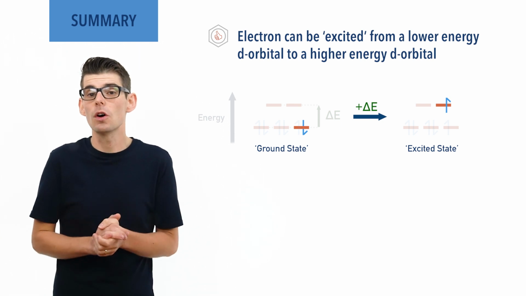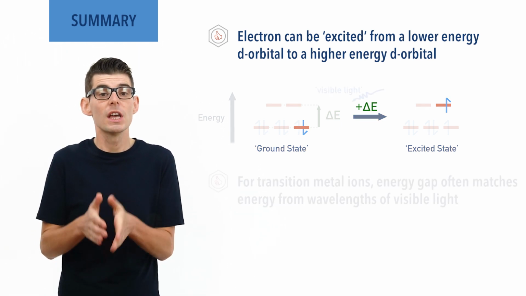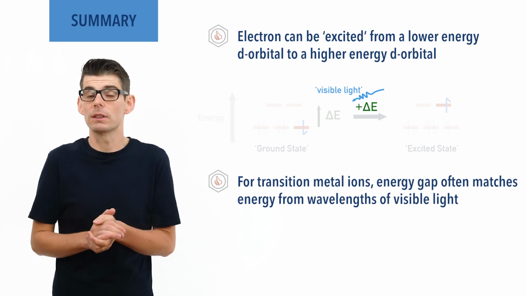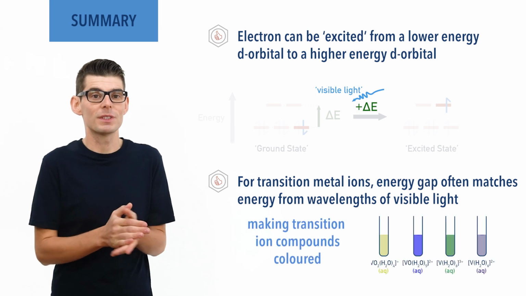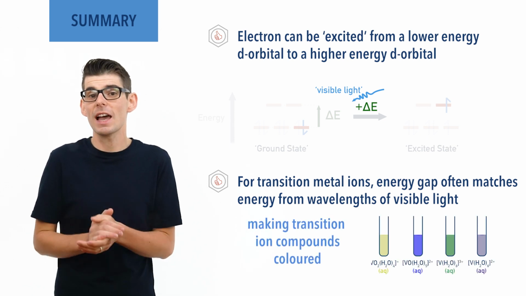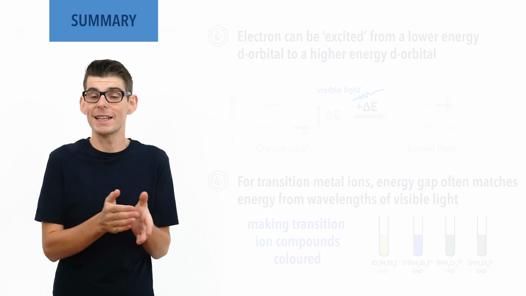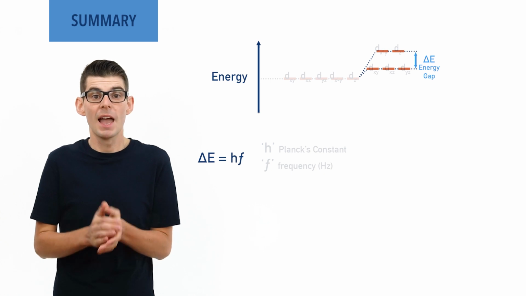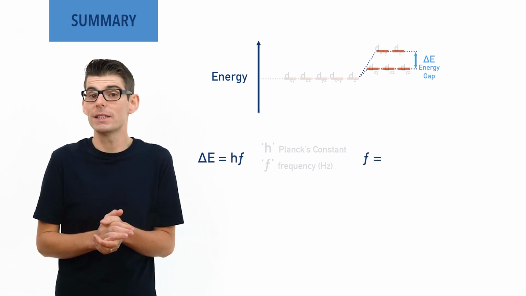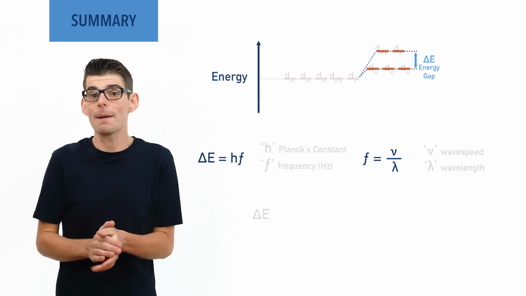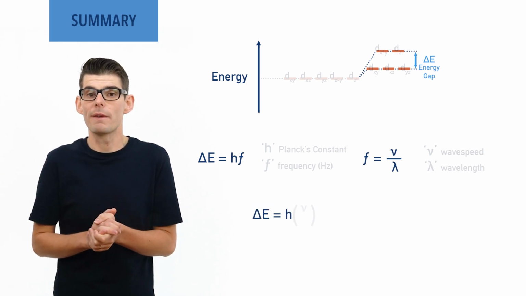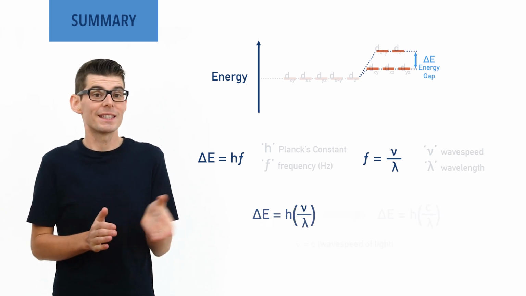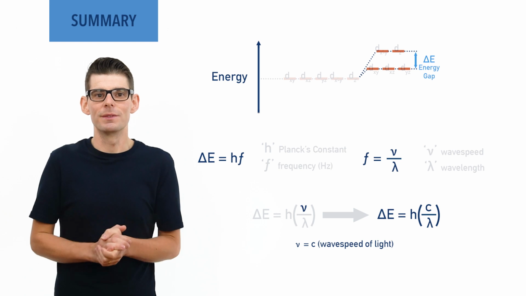The energy needed can often be found from waves of visible light from the visible region of the electromagnetic spectrum, and this is why transition metal ions form coloured solutions and precipitates. The energy gap delta E between the ground state and excited state equals Planck's constant multiplied by wave frequency. As the frequency of a wave equals wave speed divided by wavelength, this means energy gap equals Planck's constant multiplied by wave speed divided by wavelength. The wave speed will always be the speed of light, c, as the wave is a light wave.